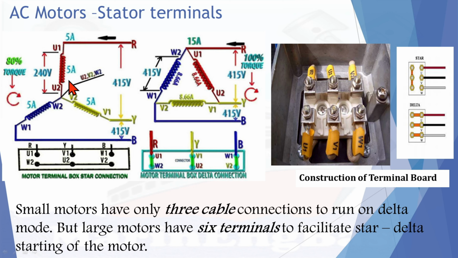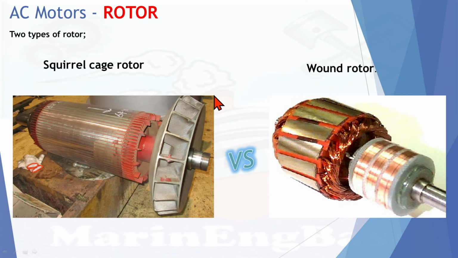So normally the large motors are started in star configuration and run for a few seconds. Once the inertia is overcome, then it changes over to delta. You will have a separate starting mechanism for that. Right. Next, that is about your stator. Now we'll move to the rotor.